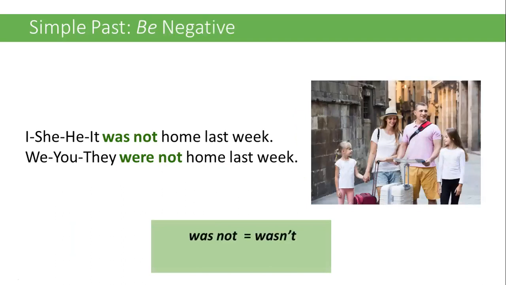Okay, how about the negative sentence? Well, the negative sentence is very easy. You just need to add not after the be, was or were. Okay, you just need to add not after was and were. And if it is made into a contraction, it becomes wasn't and weren't.